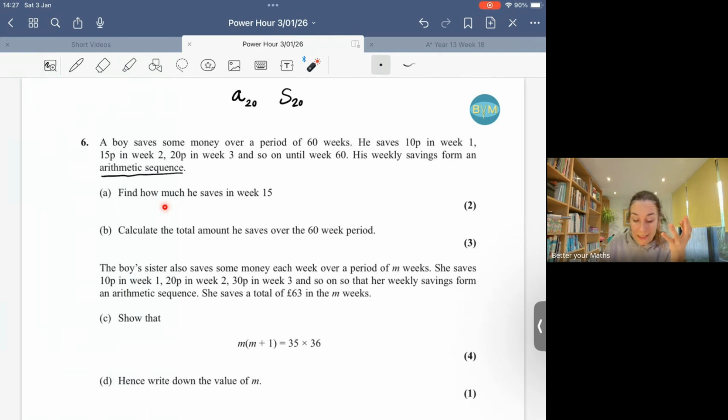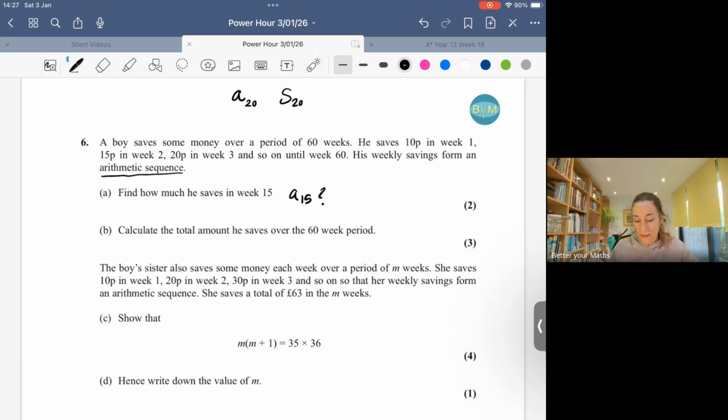So what are they asking me here? S15 or A15? Can you tell me in the chat, S or A? What are they asking me? A15. So if they say how much he saves in week 15, not up to week 15. So it's just the wording. That's why it's a bit confusing for everyone. So in week 15, I need A15.